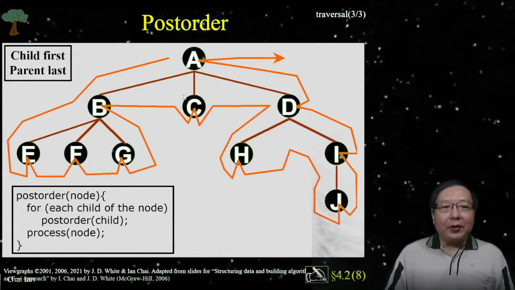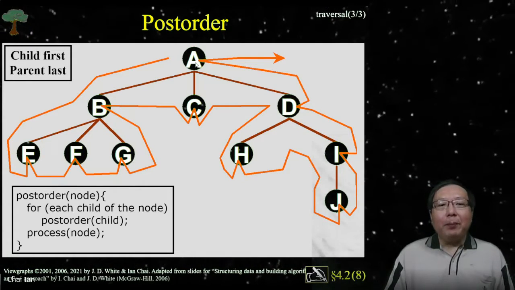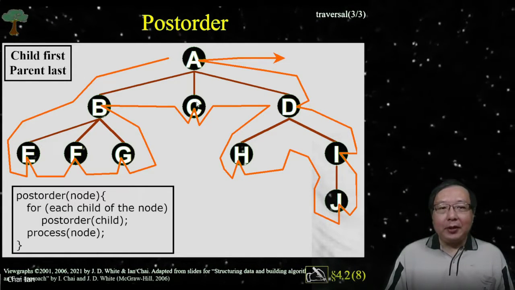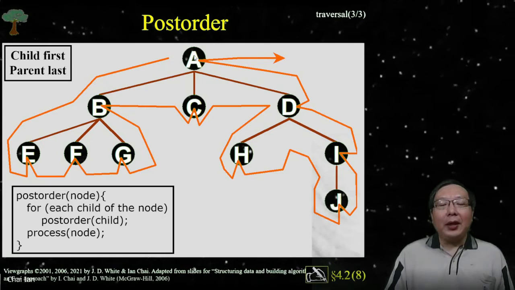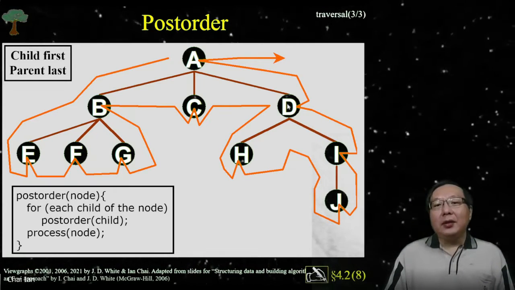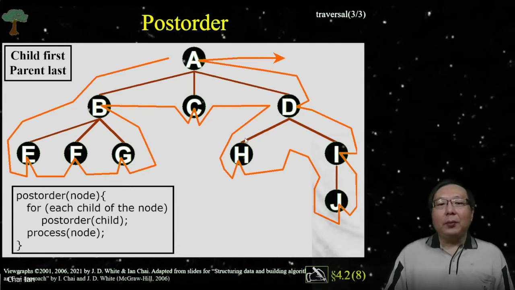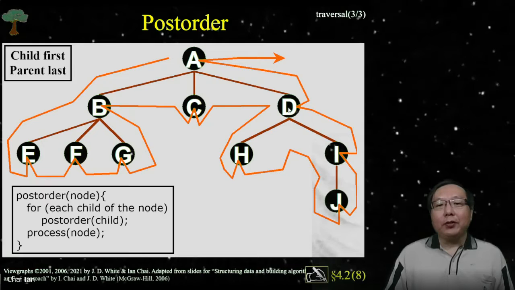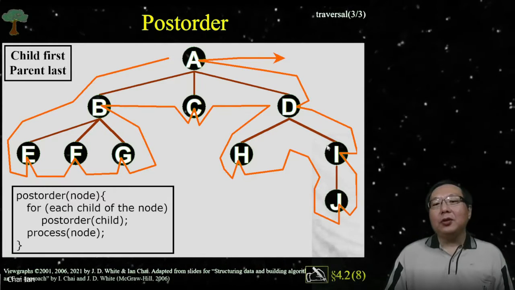So then, after processing B, we go back to A, but A has more children, so we do C. C has no children, so we process C immediately. Then we go back to A. A still has children, so we don't process A yet, we go to D. D has children, so we go to H. H has no children, so we process H. Then we go back to D. D still has more children, so we go to I.